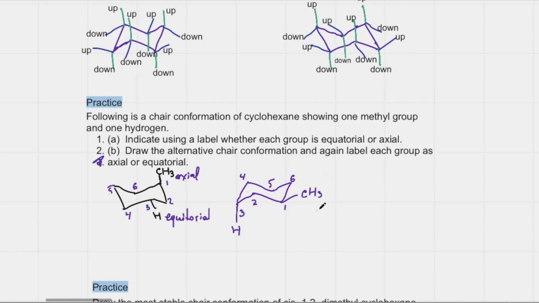Is my methyl group equatorial or axial? This is at an angle, so this is equatorial. Equatorial. What about the hydrogen? The hydrogen is straight down, so that must be axial.